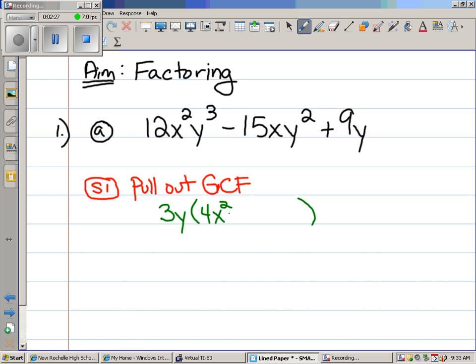4x squared y squared, minus 5xy, plus 3. True? Gemini?